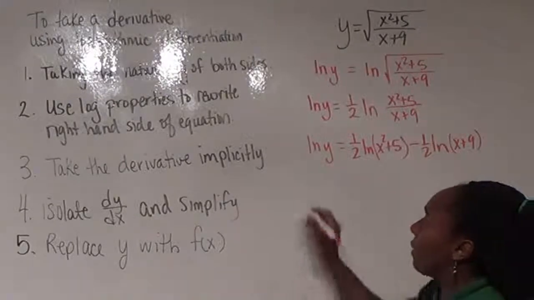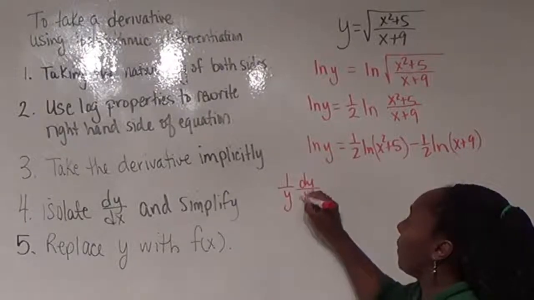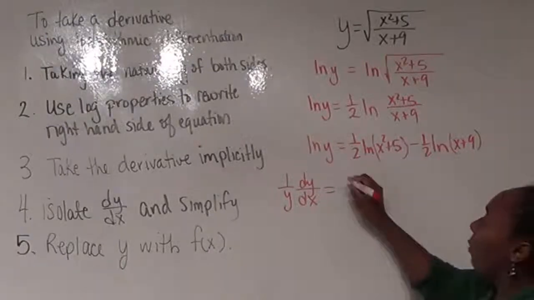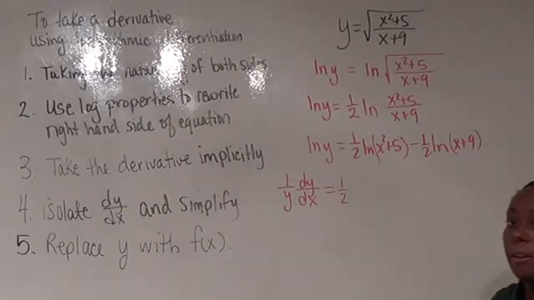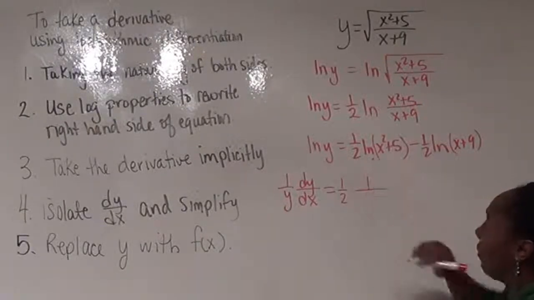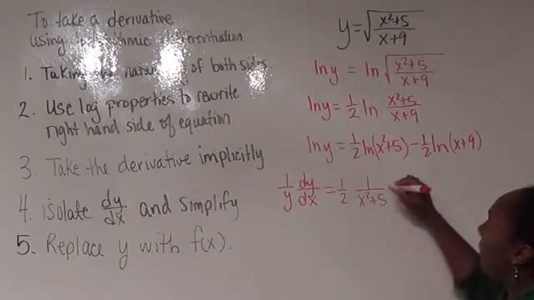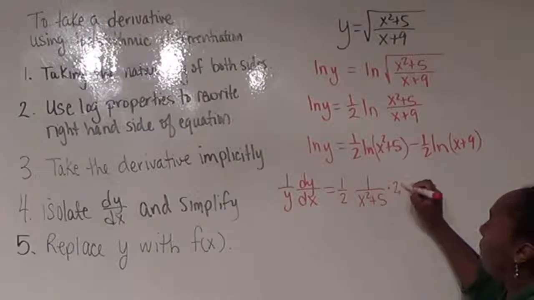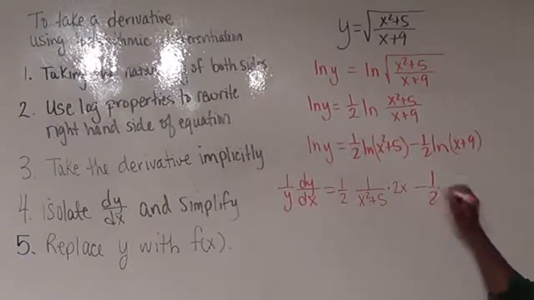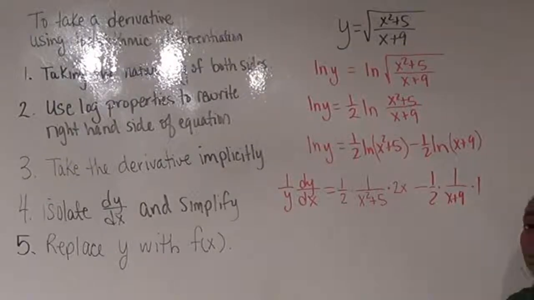So again, on the left side, the derivative of the natural log of y is going to be 1 over y dy/dx. On the right-hand side, that 1/2 is just a coefficient, so it'll get carried along. The derivative of ln of x squared plus 5 is going to be 1 over x squared plus 5 times the derivative of x squared plus 5. And same thing here. The 1/2 gets carried along, derivative of the natural log times the derivative of the inside.